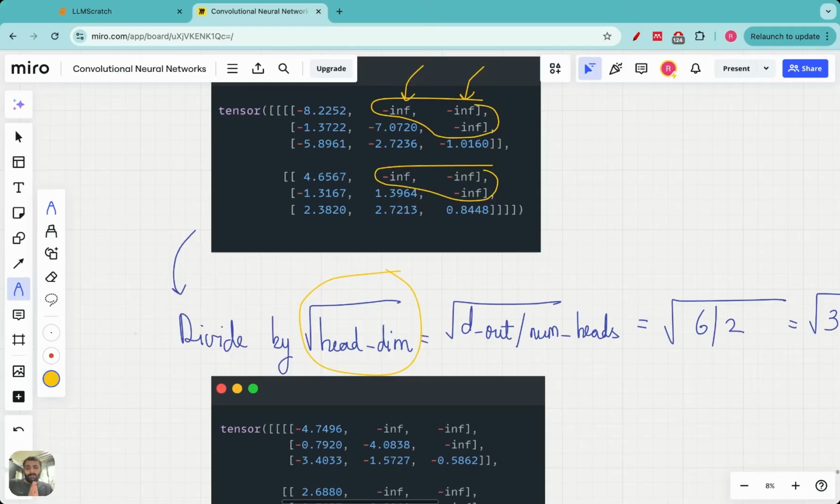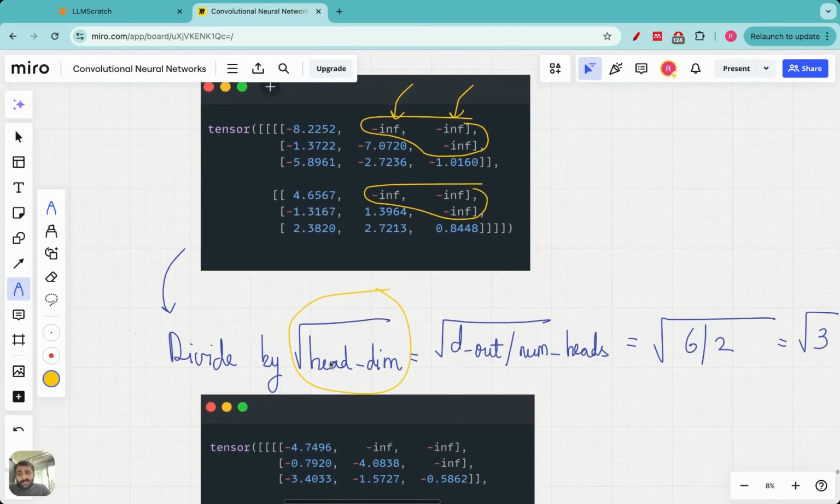This is essentially to make sure that when we take the dot product between the queries and the keys, the variance scales up with the number of dimensions. And to prevent the variance from blowing up, we have to divide by the square root of the head dimension. This also makes sure that the values before we compute the softmax are not very high, and that's generally useful for back propagation and leads to stable gradients.